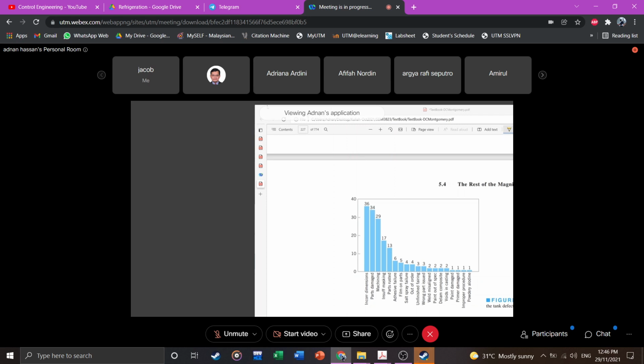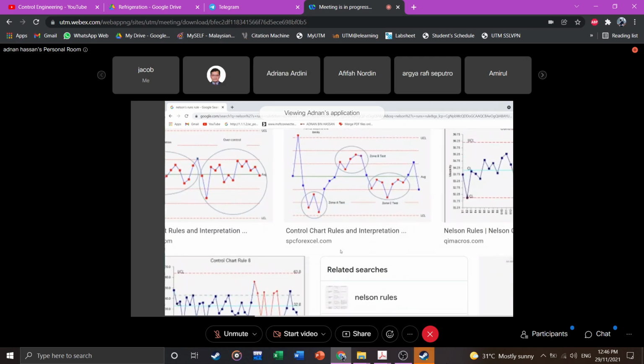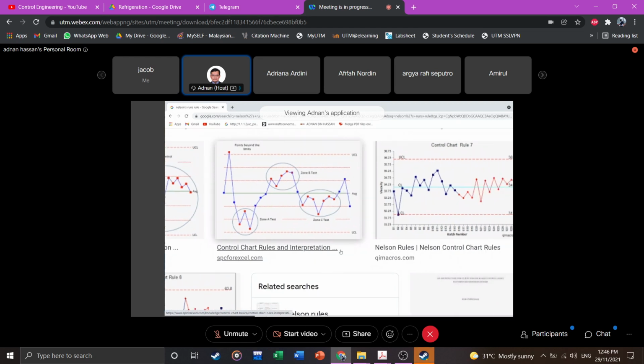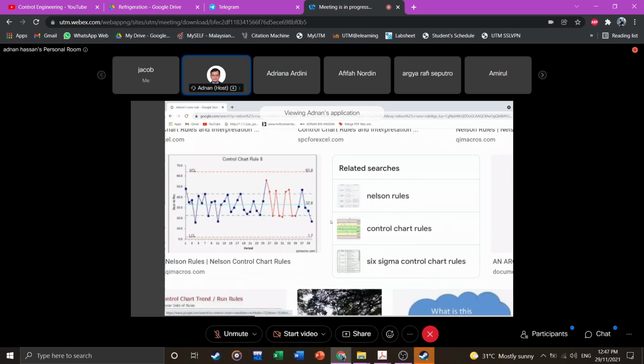Okay, do you see what I'm sharing now? Can you see it, sir? Okay, so you see here how all the points are inside the control limits. You have this zone A, zone C. We have zone A, test A, B, C, A, B, C. Hold on, I think that one is not so clear.